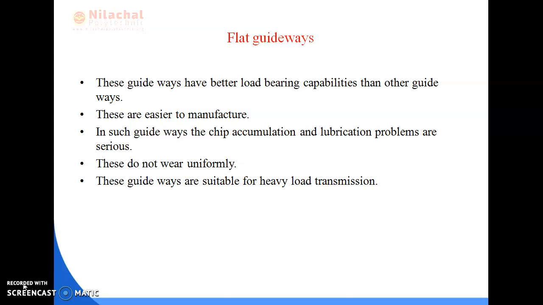Then flat type of guideways. These guideways have better load bearing capabilities than other guideways. These are easier to manufacture. In such guideways, the chip accumulation and lubrication problems are very serious. Means here the chip removal is not easy. The chips can get stuck inside and that can interfere with the working. These do not wear uniformly. Here the wear is very discontinuous. These guideways are suitable for heavy load transmission.